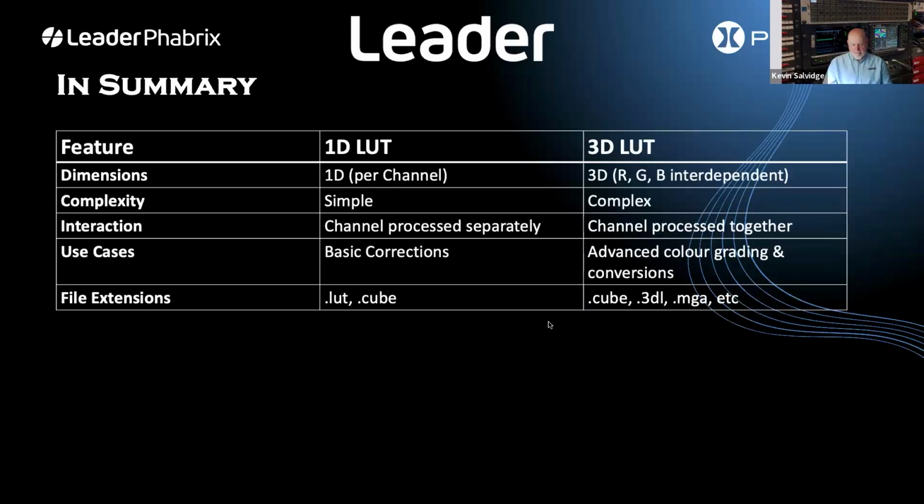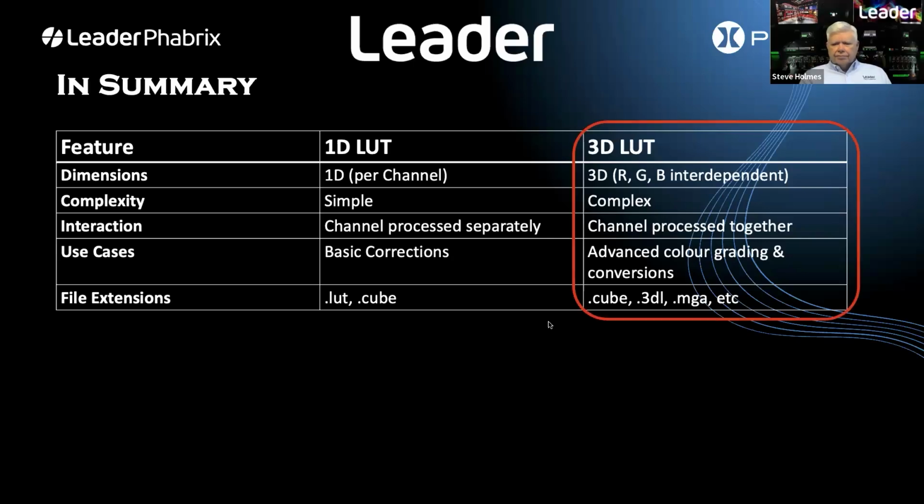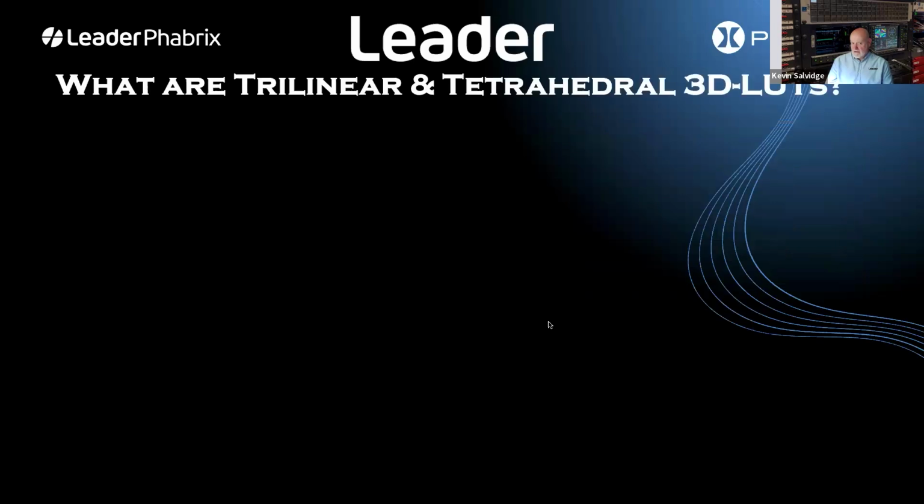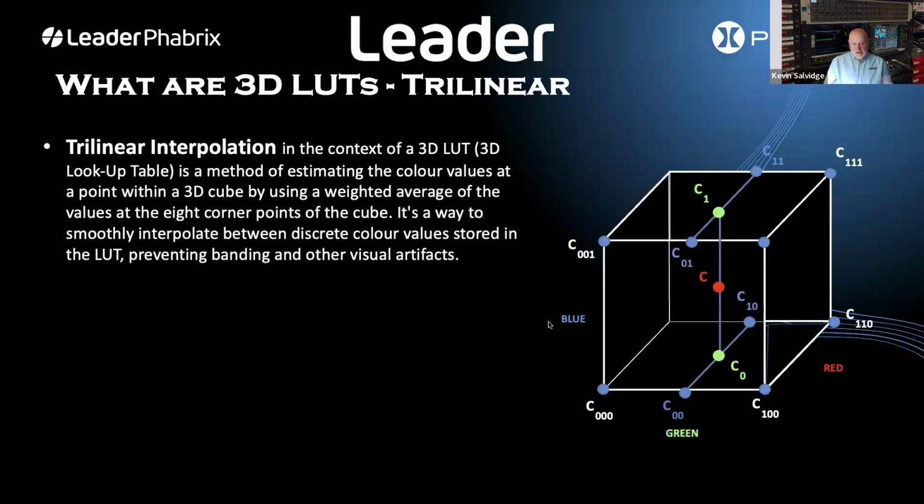So in summary, the differences between a 1D and 3D LUT are fairly straightforward. Obviously, the 3D LUT gives you a lot more flexibility and a lot more accurate color reproduction. So let's dive a bit more into 3D LUTs, because this is like peeling an onion. Now we've started, we're going to take the next layer off. And there are two types of 3D LUTs: the trilinear and the tetrahedral.